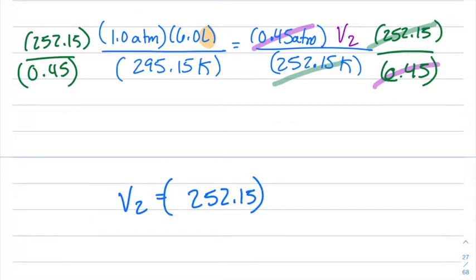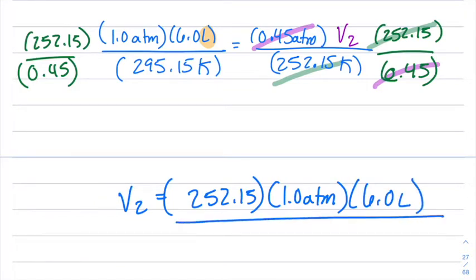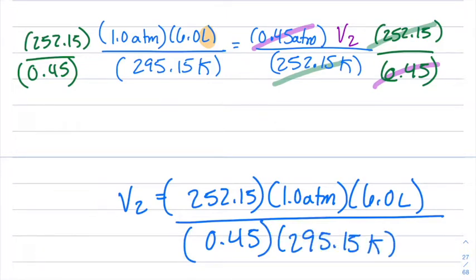252.15 times 1 atm times 6 liters divided by 0.45 times 295.15 Kelvin, and I think I forgot a Kelvin right up here, but something like so. Then I just crossed out the units, like K and atm, and I was left with L. That'll work for our units, so let's cross out those units. So K's cancel, atm's cancel, and you're right, we're going to be left with L.